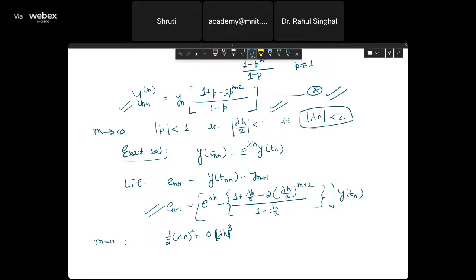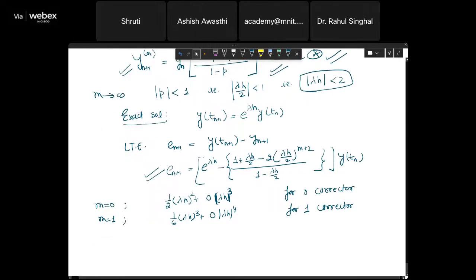Okay, so this is the case when zero-time correctors are taken. Simply the explicit method is applied. But suppose we apply the corrector one time, then what happens? We get the error as 1/6 λh³ plus order of λh⁴. Other terms are of order h⁴ onwards. So this is when we apply the corrector one time.